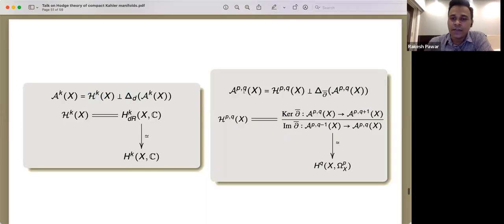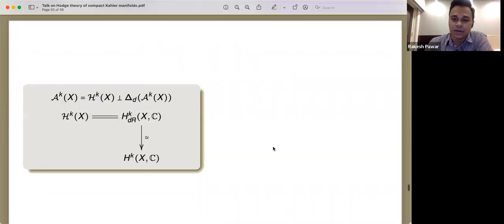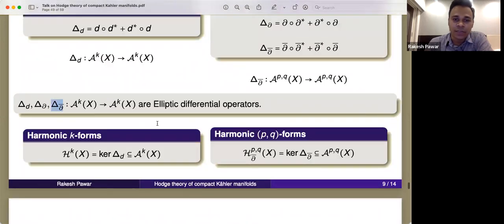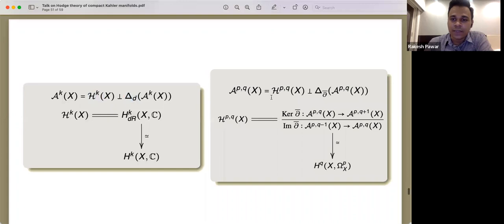And on the other side, similarly, since the Dolbeault operator del bar is also an elliptic differential operator, that tells us by that theorem that A^{p,q}(X) will again break into two pieces: the kernel (I've forgotten the partial there) and the image under the operator, which is again an orthogonal sum with respect to the metric.